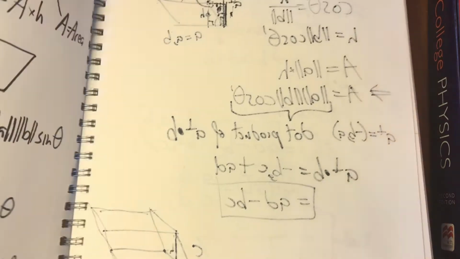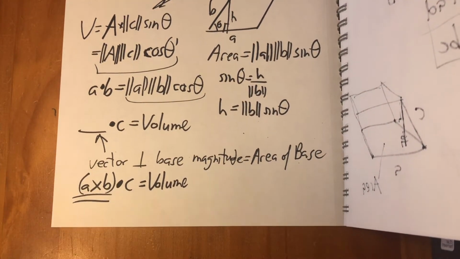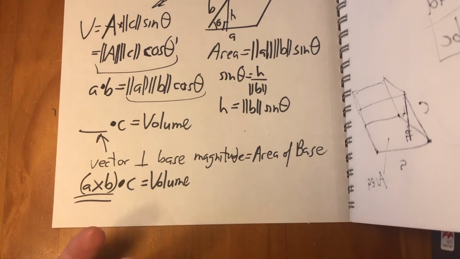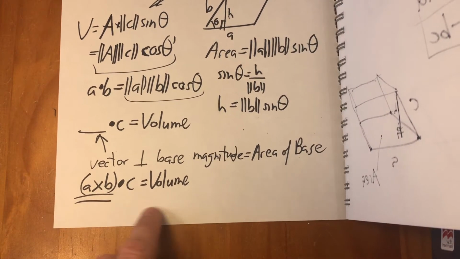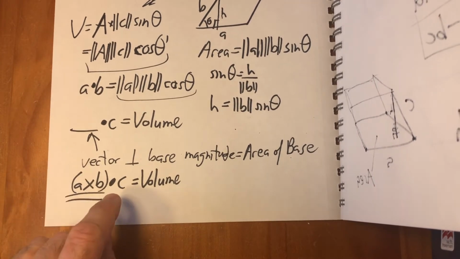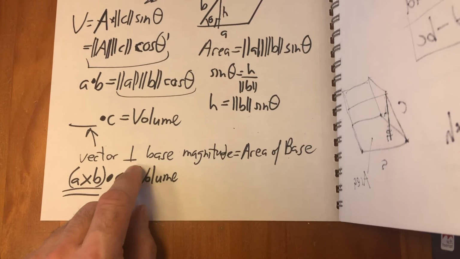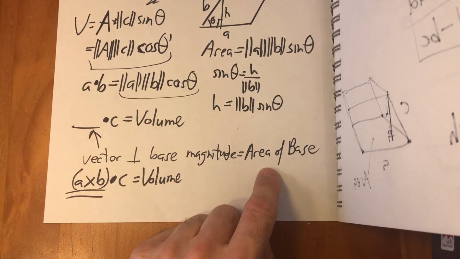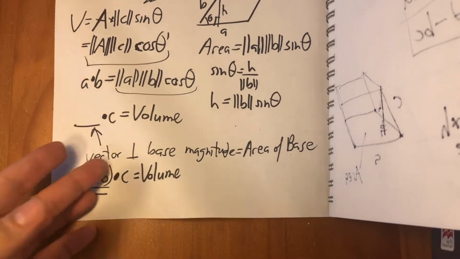So this is what I mean when I say that the cross product isn't a thing in any natural way. What it is is what's left over in this equation. We want something dotted with C to give us the volume. That something is a perpendicular vector with the magnitude that's the area of the base. That's what this is. Now, how do we do that? That's what we're going to look at now.